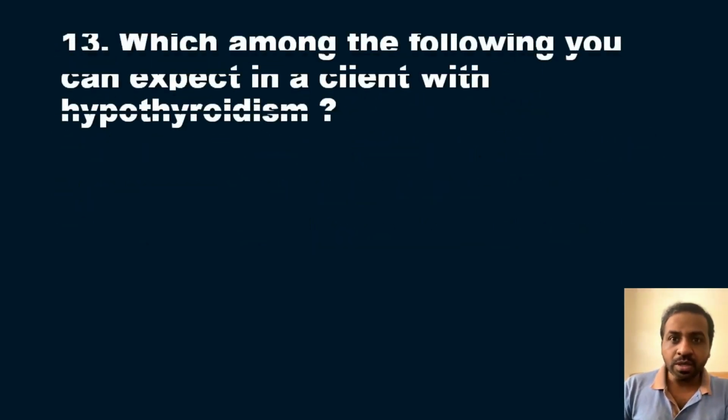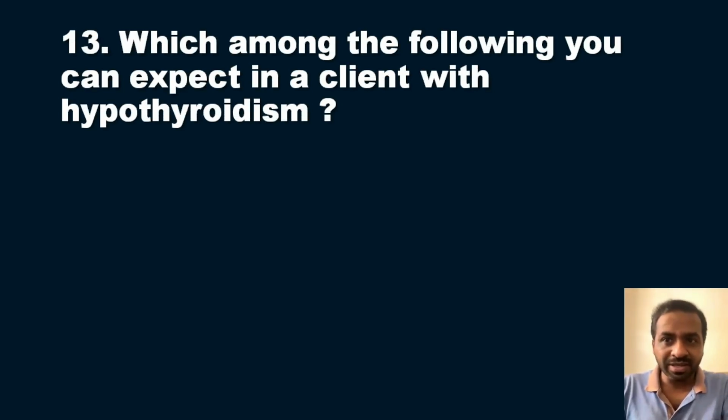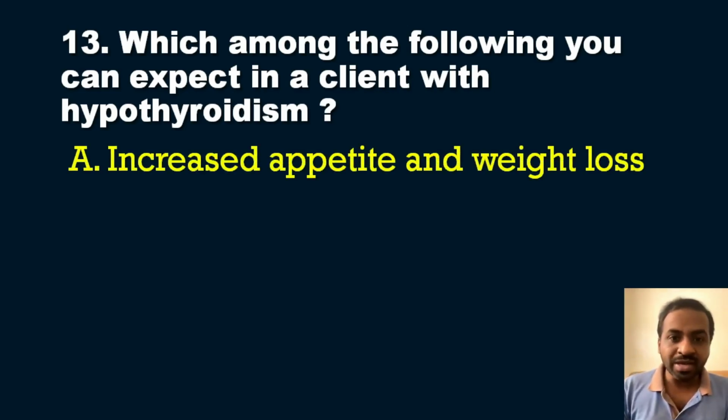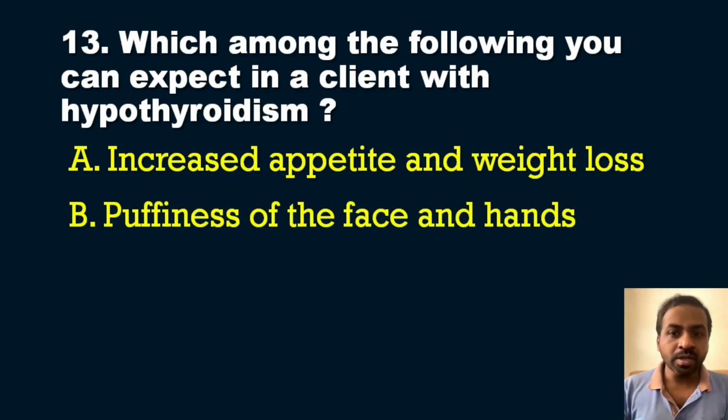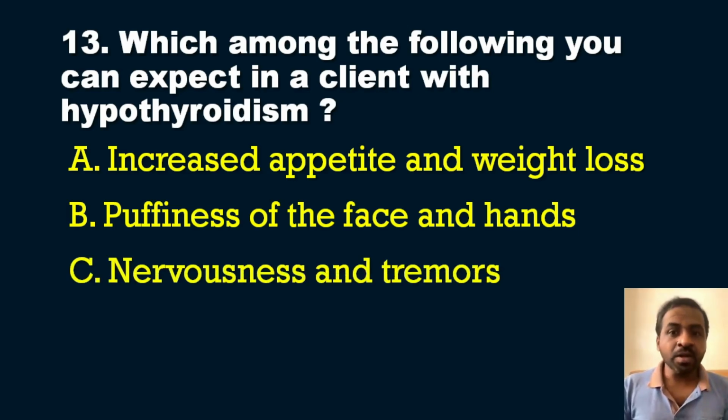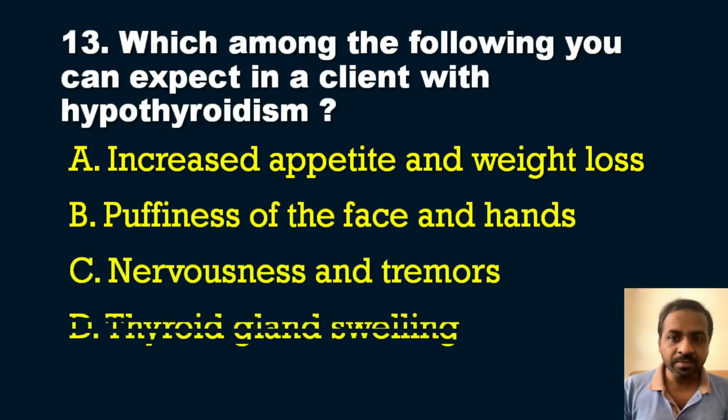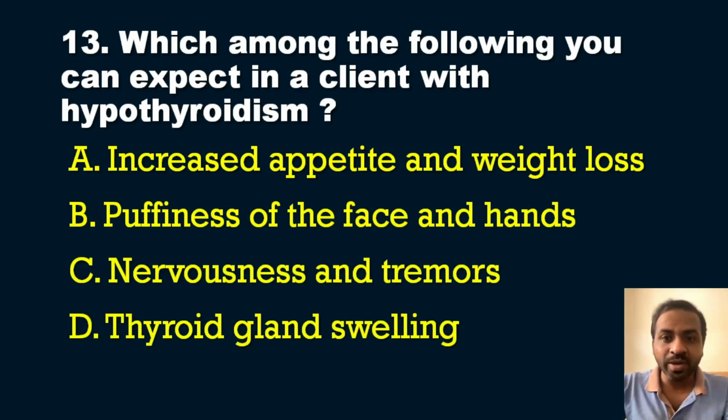Now we will move on to the 13th question in our series. This is from endocrinology. The question is, which among the following can you expect in a client with hypothyroidism? Here the question is regarding the clinical manifestations of hypothyroidism. The options for you are: option A, increased appetite and weight loss; option B, puffiness of the face and hands; option C, nervousness and tremors; and option D, thyroid gland swelling. Which among these can be expected in hypothyroidism?